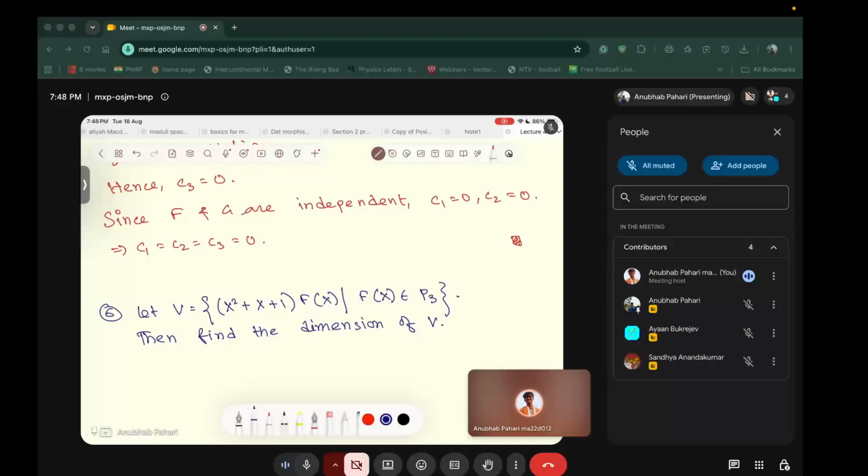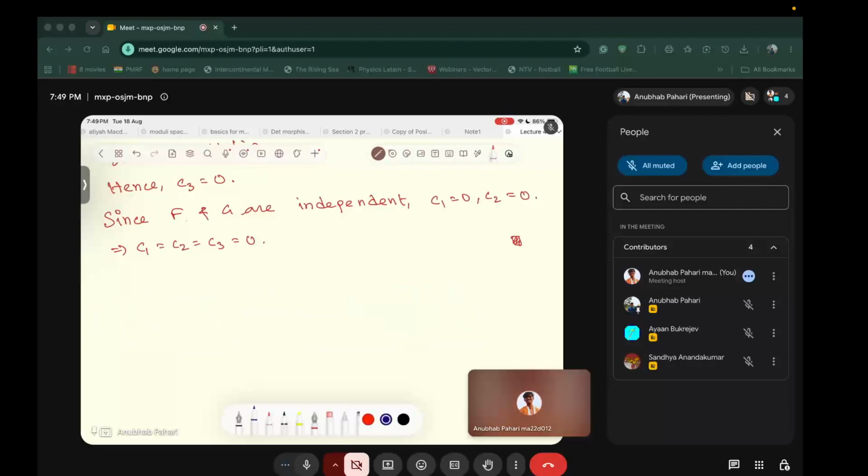Sir, did you read about the linear transformation and this kind of things? Actually, there is some problem with this question. I think it is written wrong, because V cannot be a subspace since 1 is not there. The question is given wrong.